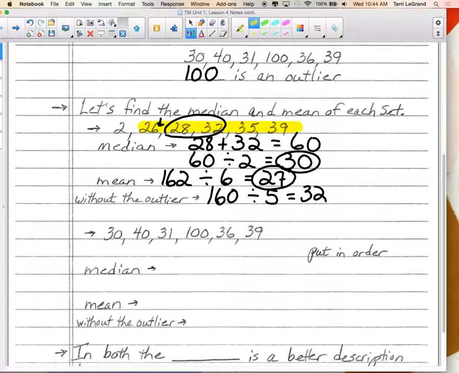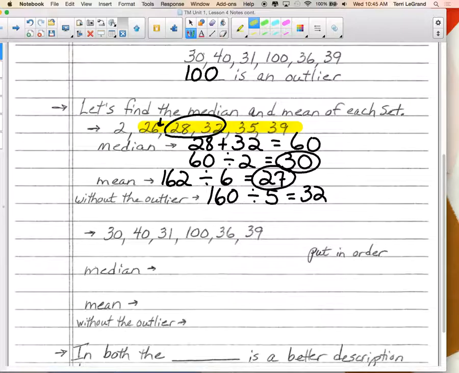Lane. It's kind of more in the middle of it all. It's more typical of the data, isn't it? So what did the 2 do to the data set when we're talking about the mean? What did the 2 do? Did it make the mean too high or too low? Too high.